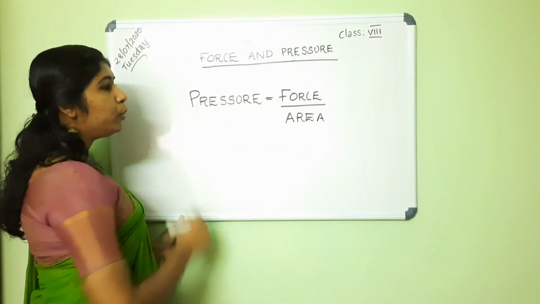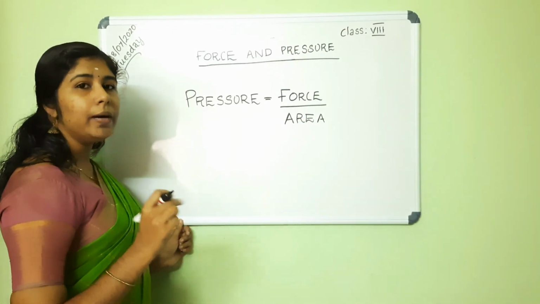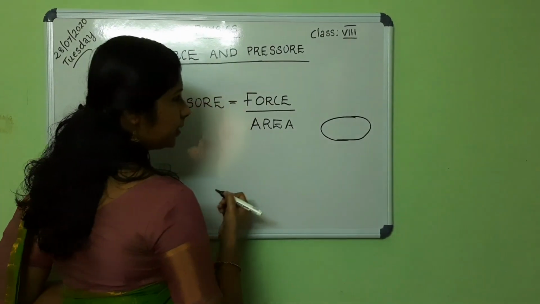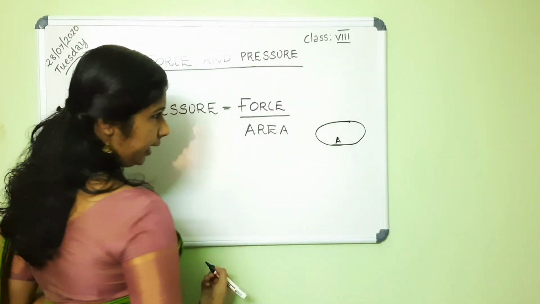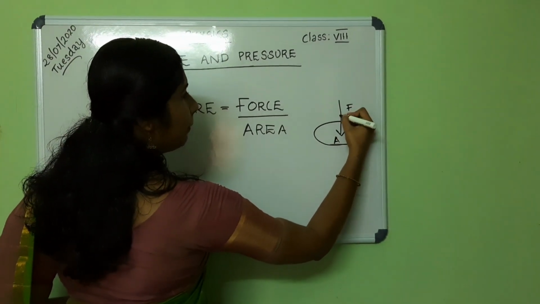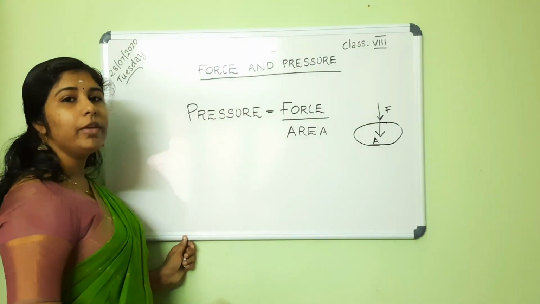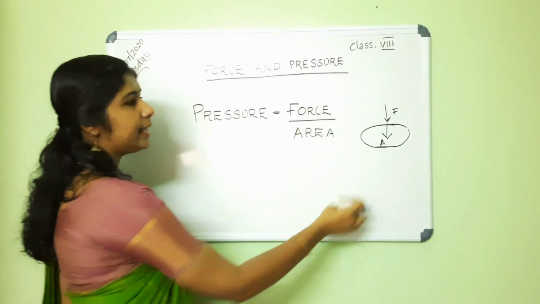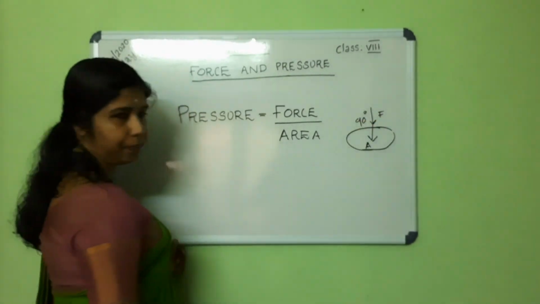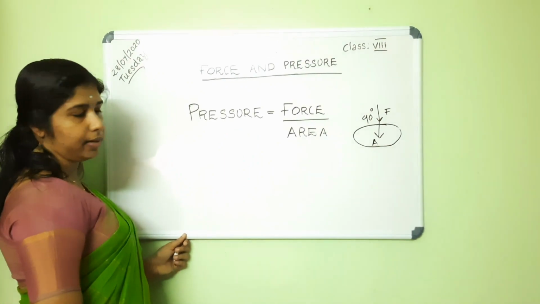Here, for computing pressure, we only consider the forces which act perpendicular to the surface. It's the surface of area of cross section A. It is the force acting perpendicular to the surface. For computing pressure, we only consider the forces which act perpendicular to the surface. That means 90 degrees.